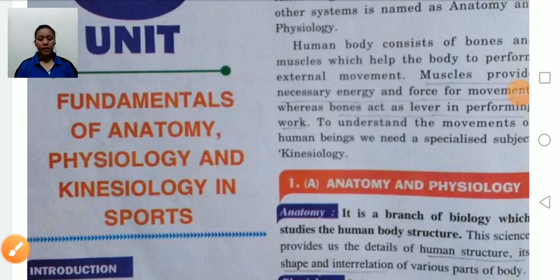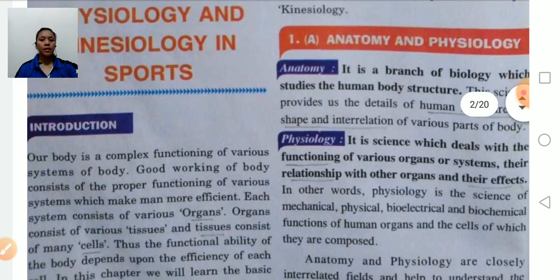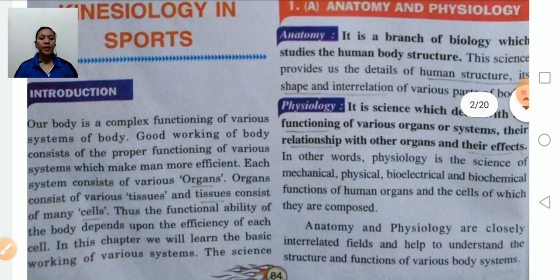Good morning, student. Today we will discuss our 8th unit, Fundamentals of Anatomy, Physiology and Kinesiology in Sports. Our body is a complex functioning of various systems of the body. Good working of the body consists of proper functioning of various systems like the circulatory system, digestive system, respiratory system, etc., which make a man more efficient.